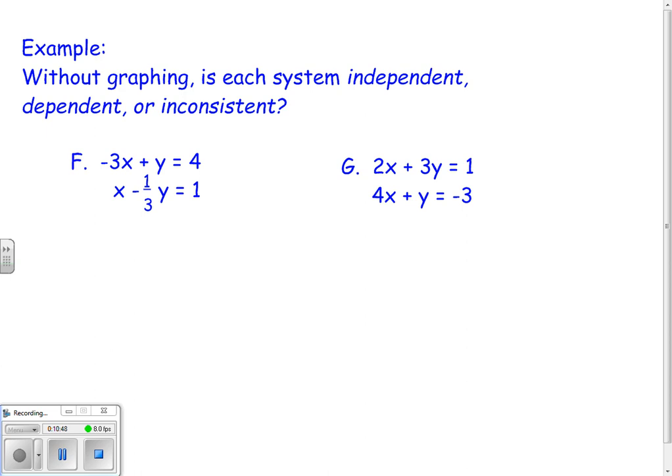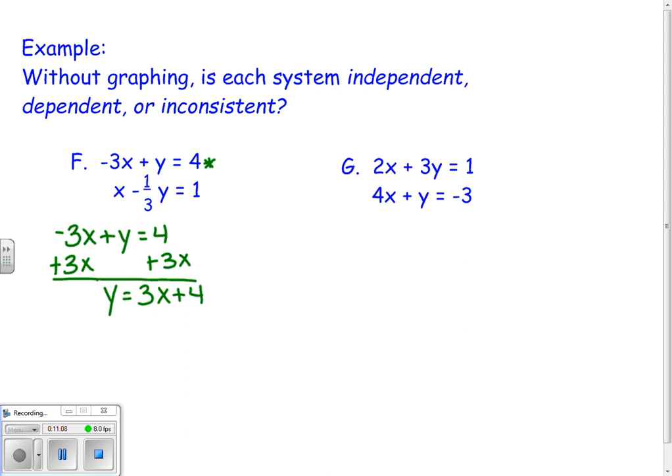So the directions change just a little bit. It says without graphing, is each system independent, dependent, or inconsistent? So we're going to get them both into y equals mx plus b first. I'll do this top equation in green. Let's start by adding 3x to both sides. Adding 3x gives me y equals 3x plus 4. I'm going to box that so I can find it easier when I'm done with the other equation.